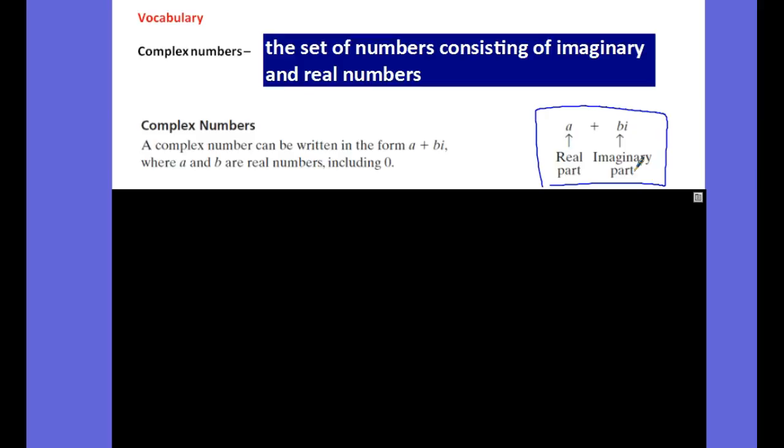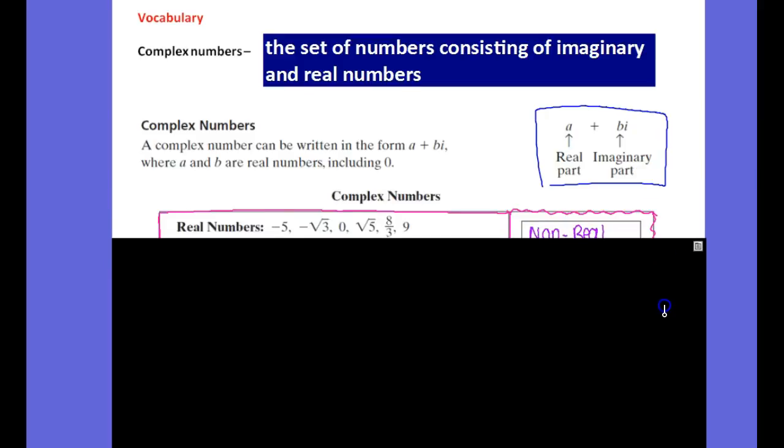The a is always listed first. So if it says to write it in standard form, you have to have the real plus the imaginary. So the a is always written first, and then you add the imaginary.